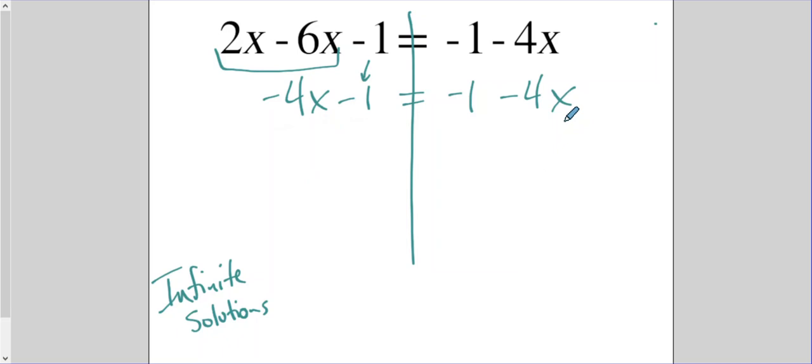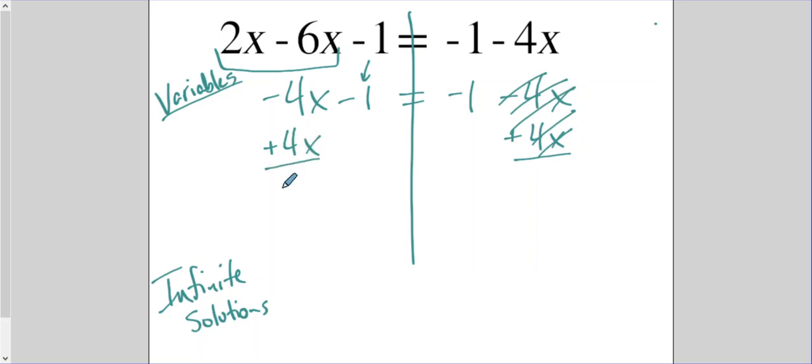Sometimes you don't see it right away. But I'm going to basically take the exact same step that I did on the previous problem where I pull all my variables to the left side. So I'm going to cancel out this minus 4x by adding 4x. And then you're going to see that these also cancel out. It cancels out on both sides, leaving us with negative 1 equal to negative 1.